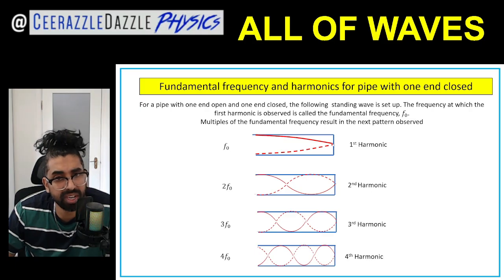And at the point where it hits the end of the box, don't forget the particles can't move here, hence why it's a node. So this is the first harmonic. Then if I was to double F0, it looks like this. Triple F0. And 4 times F0, it looks like this one. So just adding the loops each time. Yes, a nice simple pattern.